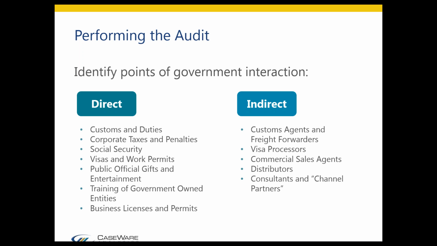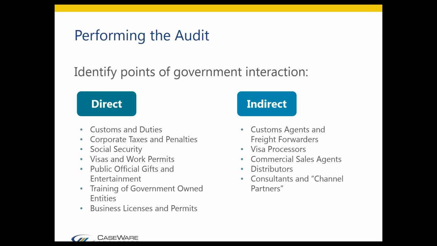So the next slide is performing the audit. The basics of performing FCPA and UK Bribery Act anti-corruption audits is all about identifying points of government interaction, auditing those, and performing interviews based around those points of government interaction. This is something one of my mentors taught me back in the early 2000s when I first started doing FCPA audits. It's all about government interaction, and that can be either direct or indirect.